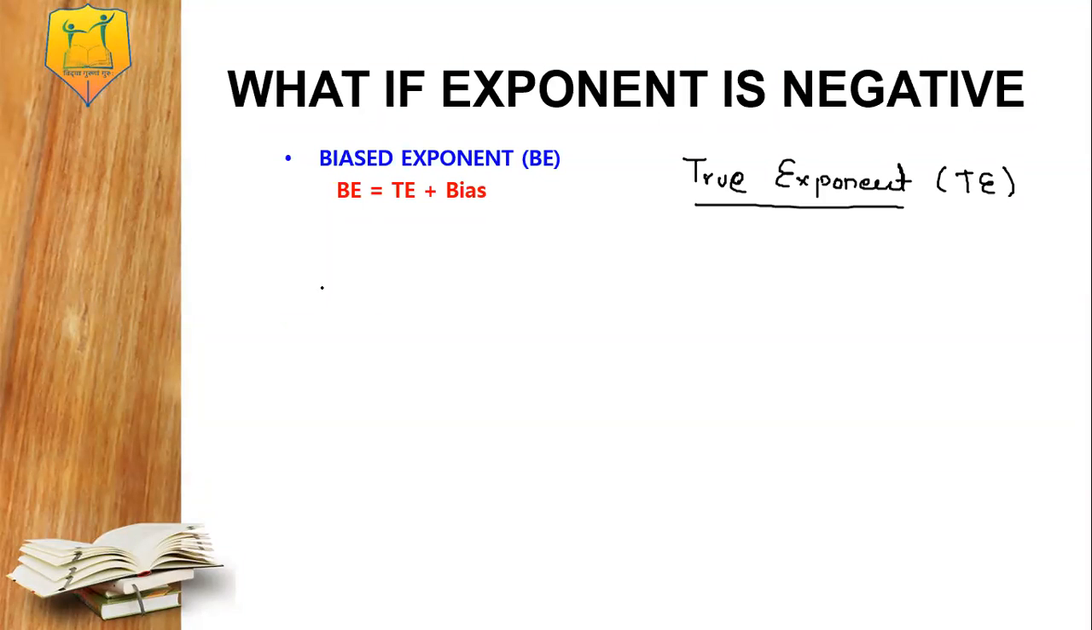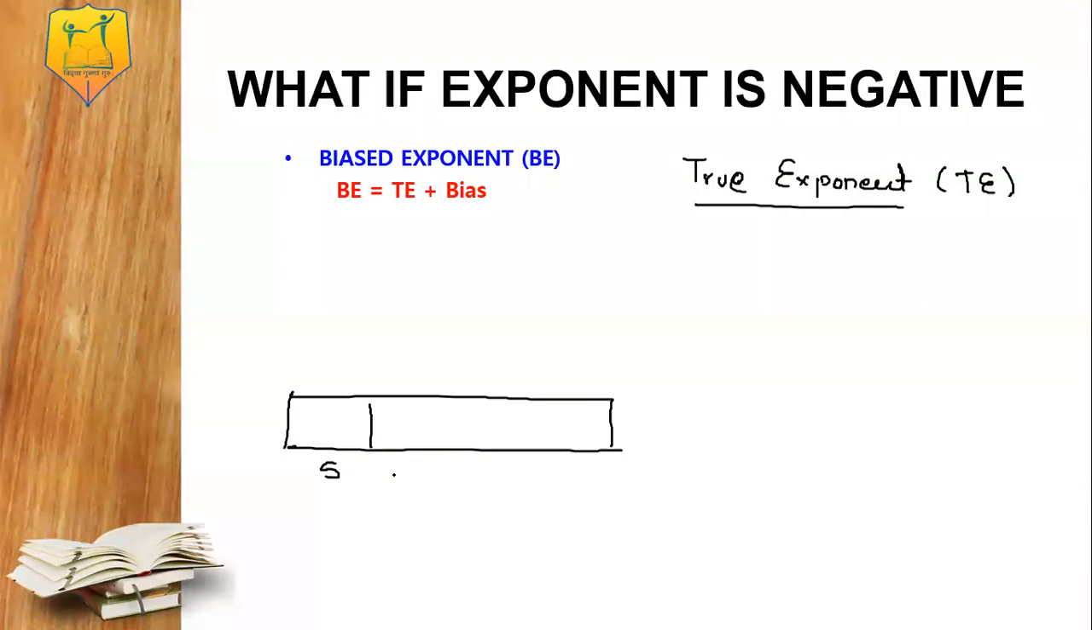But in the actual format in which we are going to store, the same format, S, E and M, my exponent becomes the biased exponent, known as BE. So here I am going to store my BE. Now the formula for the biased exponent is BE is equal to TE plus bias value. TE I will get from any example.